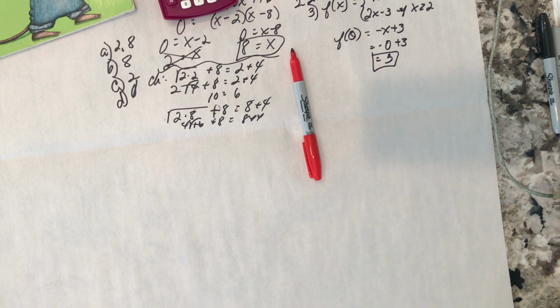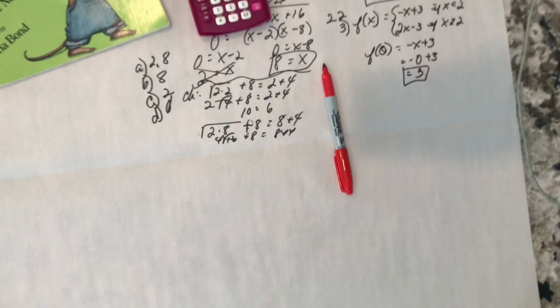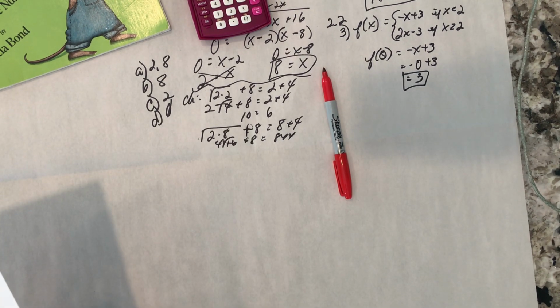All right, let me pull it all the way down here. I think we got room. Let's make some room here. Okay, that was number 3.